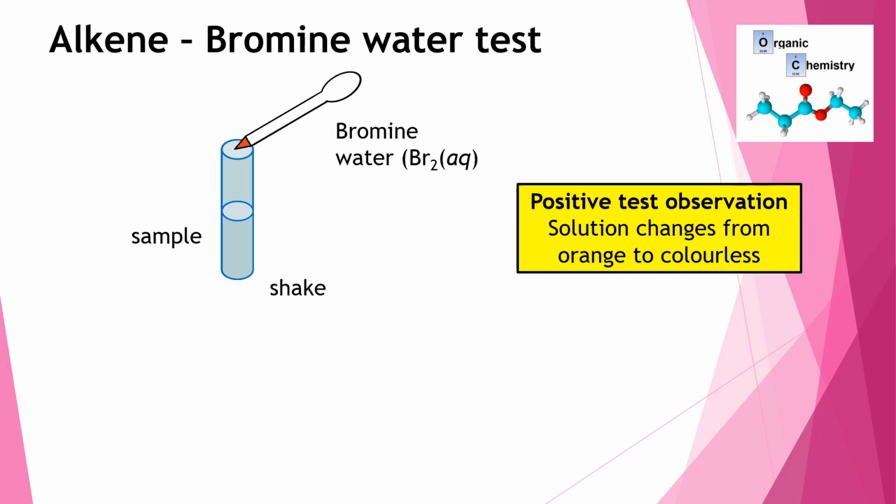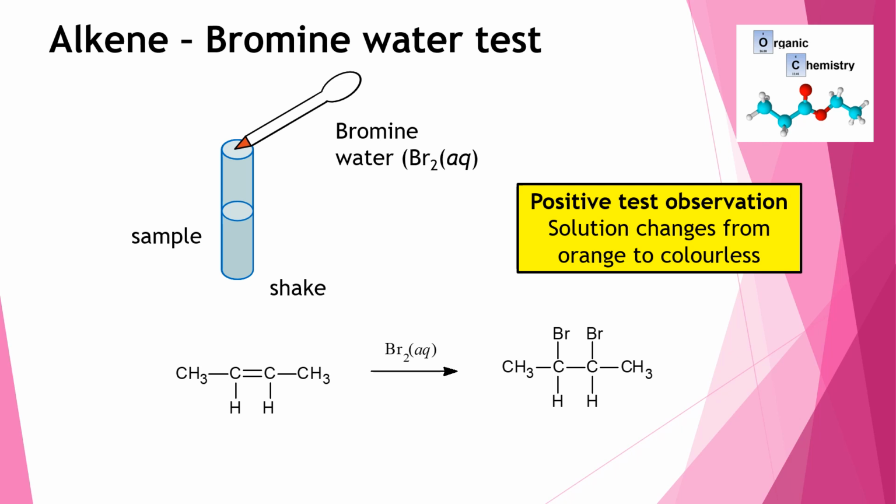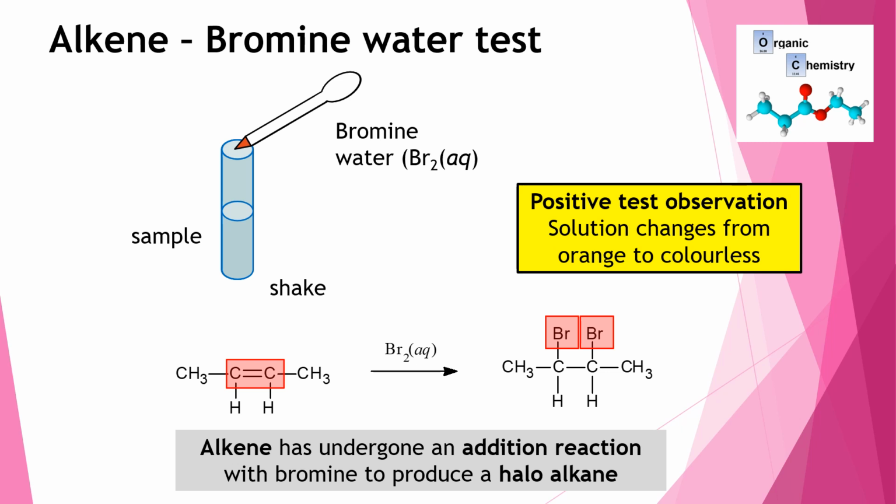This is the positive test for an alkene, but it's also a test for an alkyne. It's a test for unsaturated hydrocarbons. Okay, so here's an example of what happens here. We have a double bond. You can see that double bond there. It's broken, and now the two bromines from our bromine water have added to the place where the bonds are broken. So this is called an addition reaction, and the alkene is turned into a haloalkane.